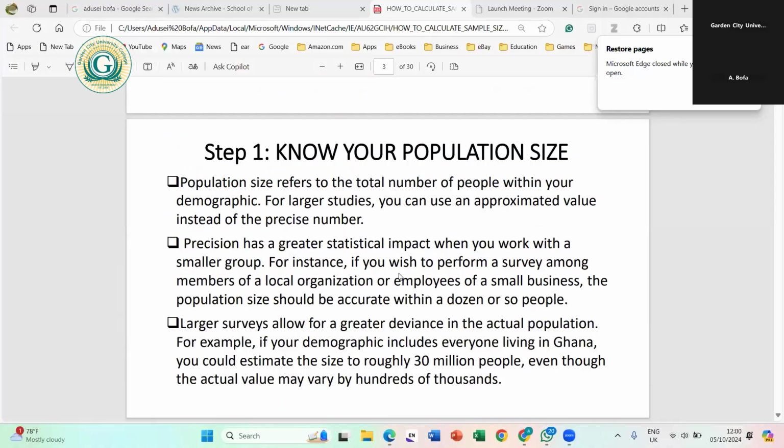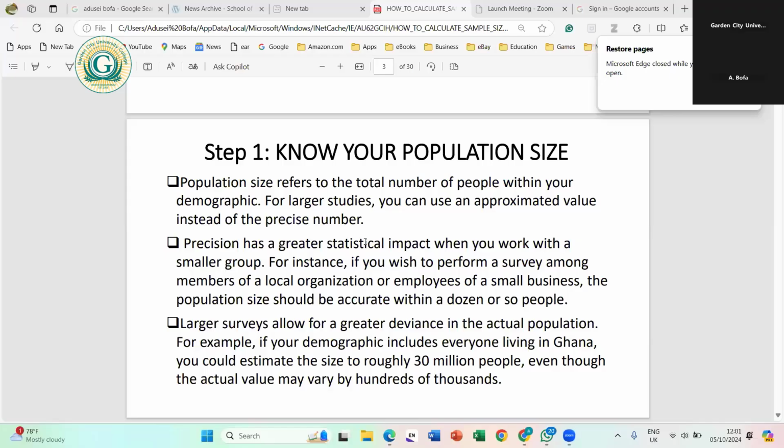Okay. So for you to be able to calculate your sample size, the first thing is to know your population size. And now you know that the population size is the total number of individuals in the population. So if I'm to do something, let's say with regards to Garden City University students, then I have to know my population size. That's one part that you have to know before you can calculate your sample size.